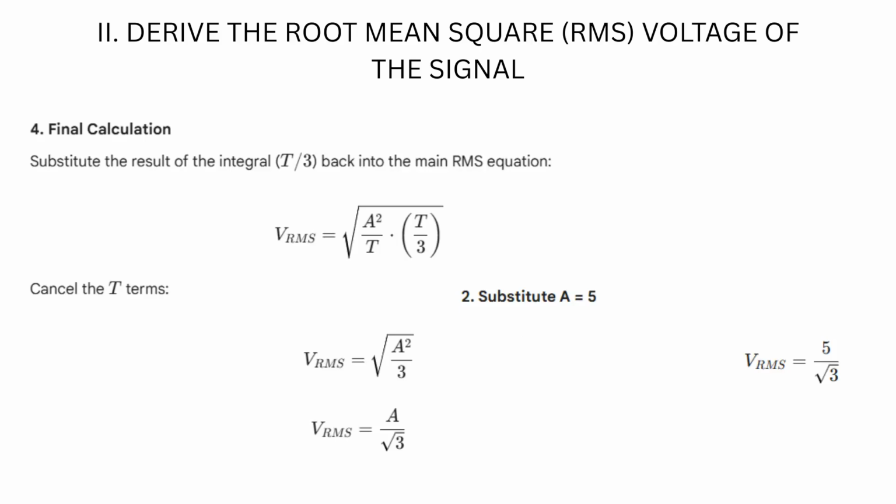So for the final calculation, we substitute the result of the integral, T over 3, back into the main RMS equation. V RMS is equal to the square root of A squared over big T times big T over 3. Now we cancel the T terms. It becomes the square root of A squared over 3. And so V RMS is now equal to A over square root of 3. But we substitute A, which is the 5 volts, so now it is 5 over square root of 3.